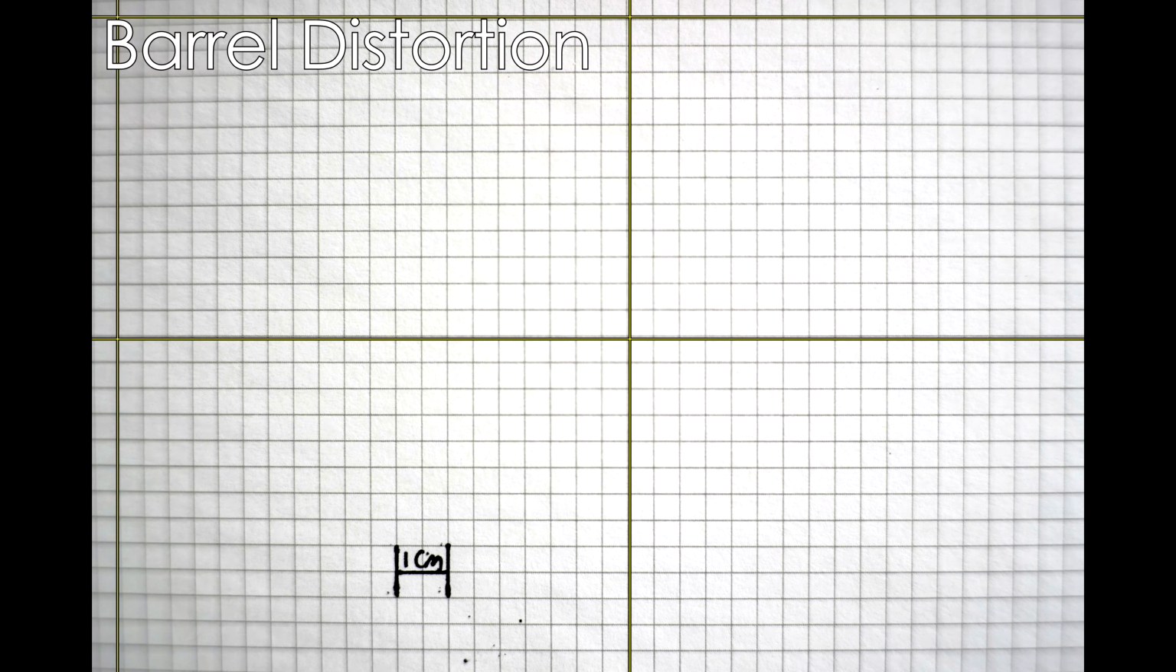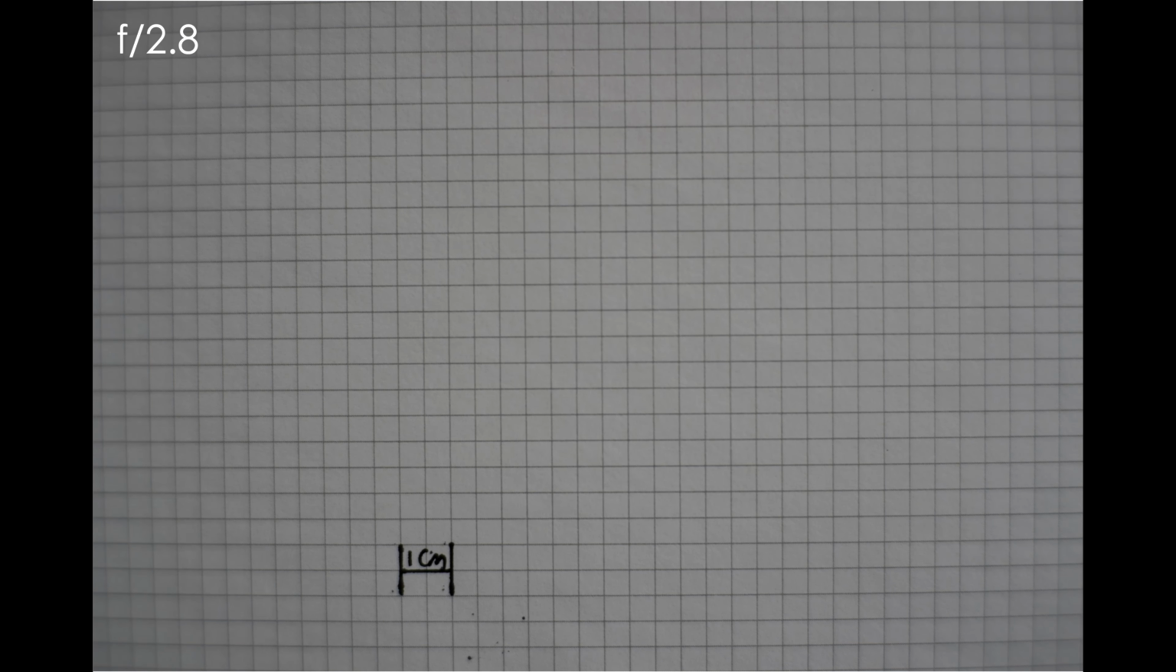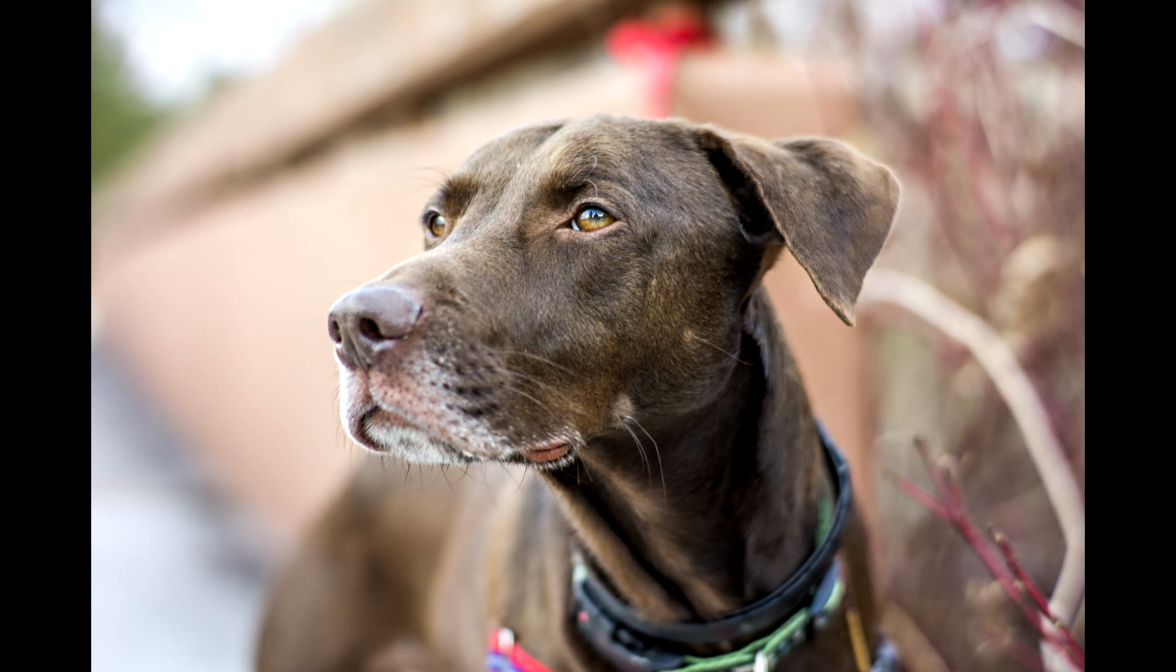Build quality is very good with all metal construction insofar as I can tell. Asterisk, I didn't dismantle this lens to verify that it is in fact all metal inside, but it's heavy enough that it feels like it is. Focus and aperture ring movement are good. They aren't loose, they aren't too hard to move. They are really very well designed in that regard.